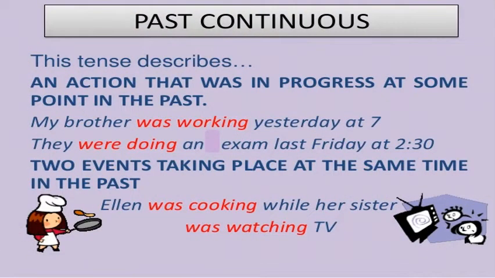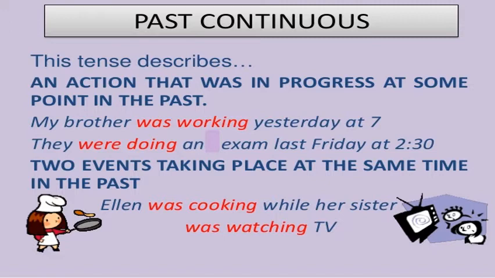First of all, the past progressive tense can be named another name, like past continuous, as we can see here. This tense describes an action that was in progress at some point in the past. So everything that was in progress, happening, but at a certain point in the past. Let's look at the examples.